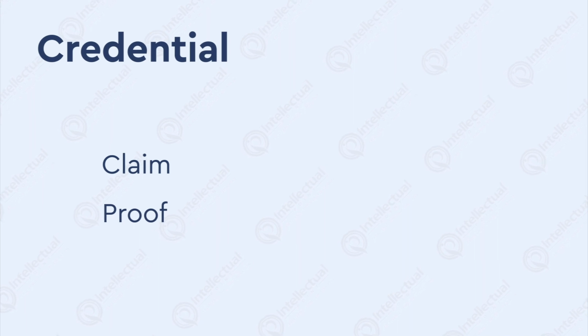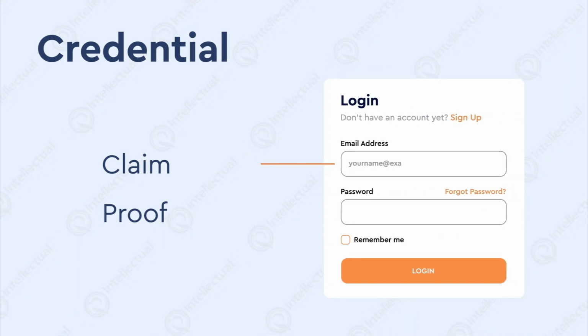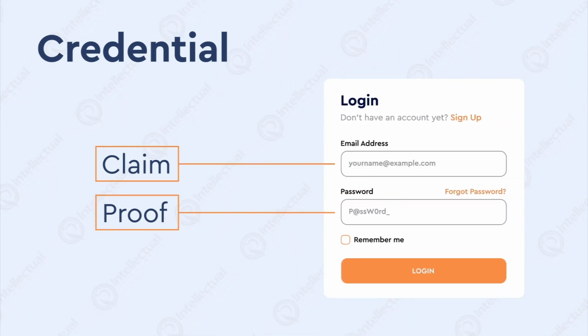What is a credential? Essentially, a credential is nothing more than a claim and a proof. For example, the claim is the username and the proof is the password. We've now handled the term credential.